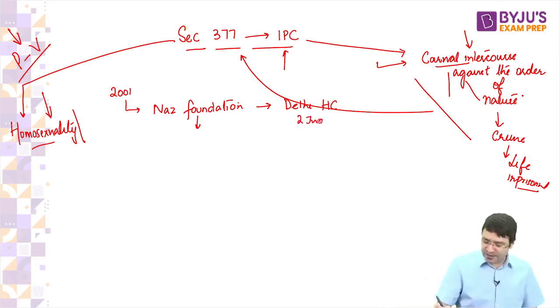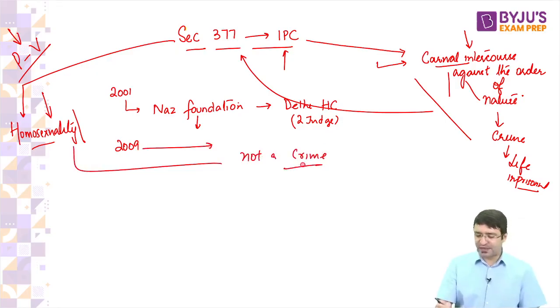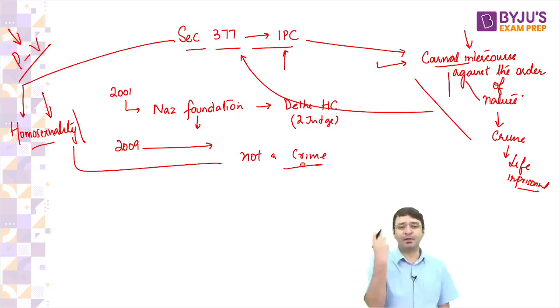A two-judge bench of the Delhi High Court, one judge was Justice A.P. Shah, ruled in the year 2009 that homosexuality is not a crime. Section 377 is unconstitutional because it violates fundamental rights. It violates the right to life and personal liberty, and the dignity of an individual.